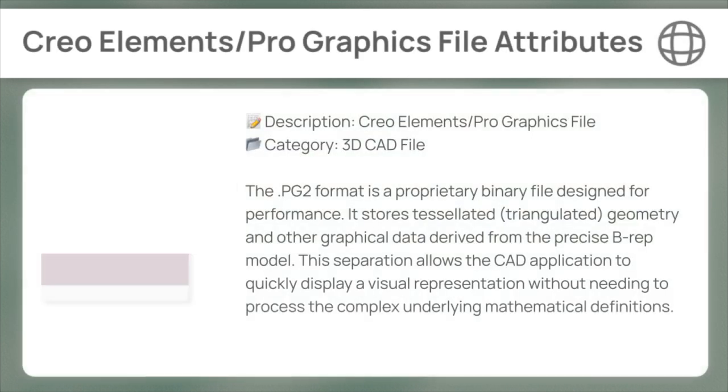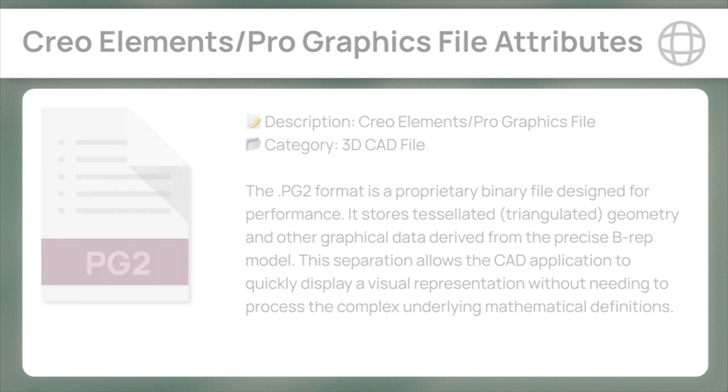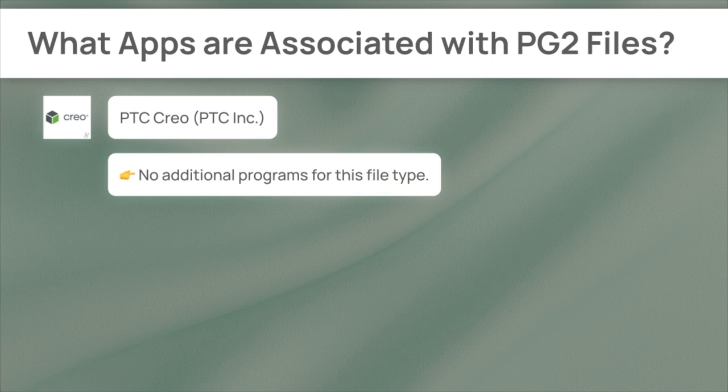The PG2 format is a proprietary binary file designed for performance. It stores tessellated, triangulated geometry, and other graphical data derived from the precise BREP model. This separation allows the CAD application to quickly display a visual representation without needing to process the complex underlying mathematical definitions. The fundamental software link for PG2 files is built around PTC Creo by PTC Inc.